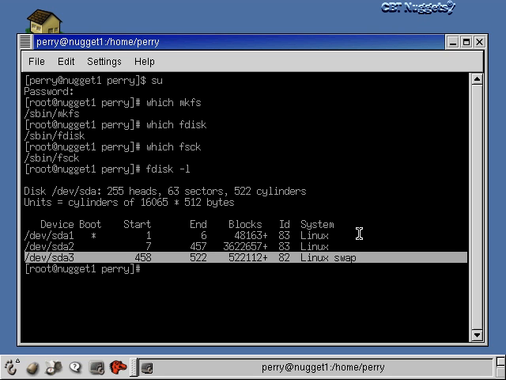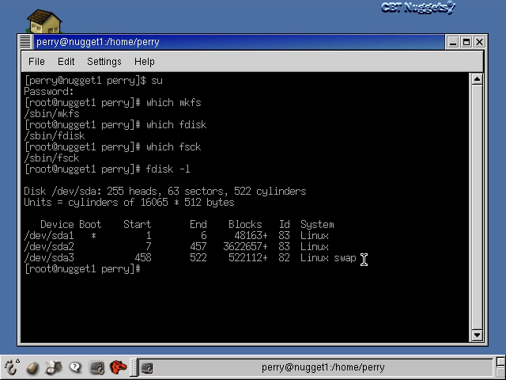Now we could get away, in theory, with just one partition, not three partitions. But here's why we have three partitions. We don't need a swap partition. We could have what's called a swap file instead of a swap partition. But swap files behave much more slowly than a swap partition would. So that's why we have the swap partition, for performance reasons.